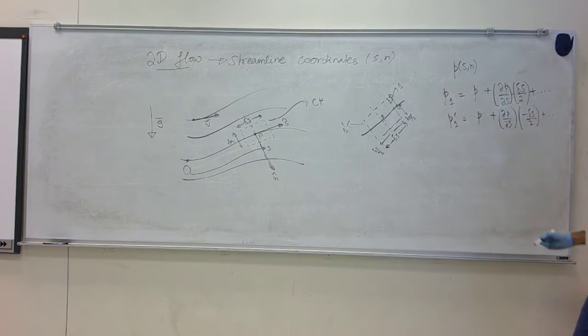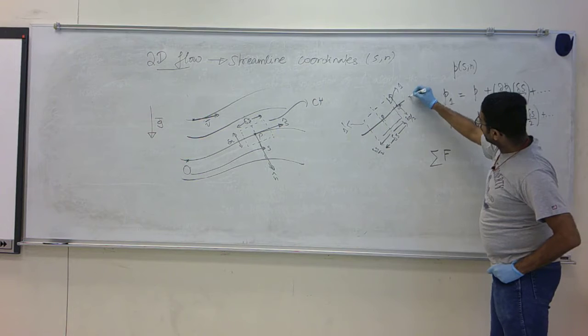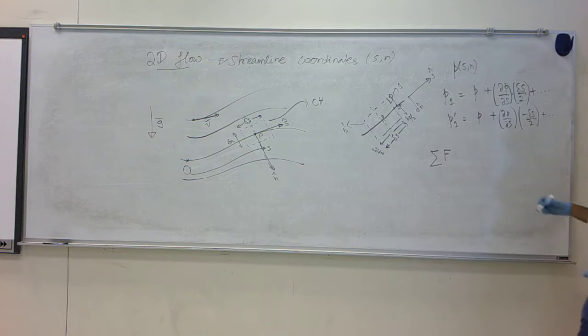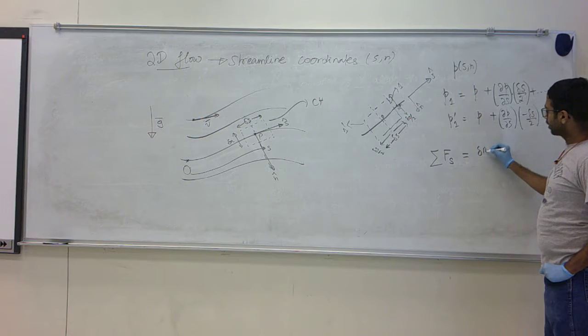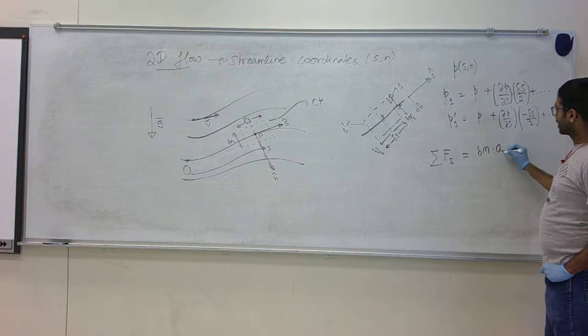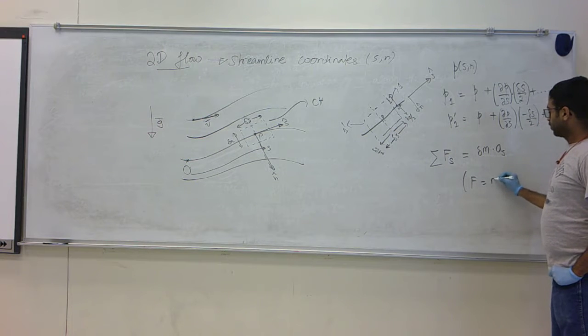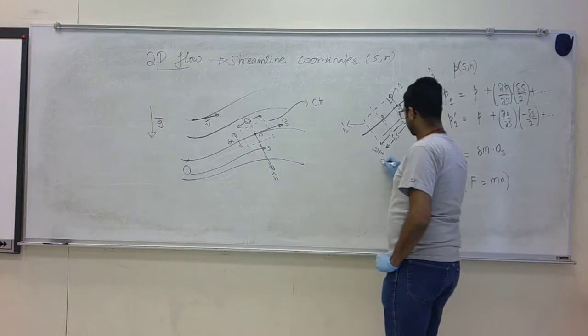Alright. So if I do a force balance on this control volume along the streamwise direction and perpendicular to the streamwise direction, I want to do a force balance along the streamwise direction, and this should be equal to the mass contained in the control volume times the streamwise acceleration. This is Newton's second law. Force equals mass times acceleration. This force, if it is along this s cap direction, this acceleration is also along the s cap direction, streamwise direction.